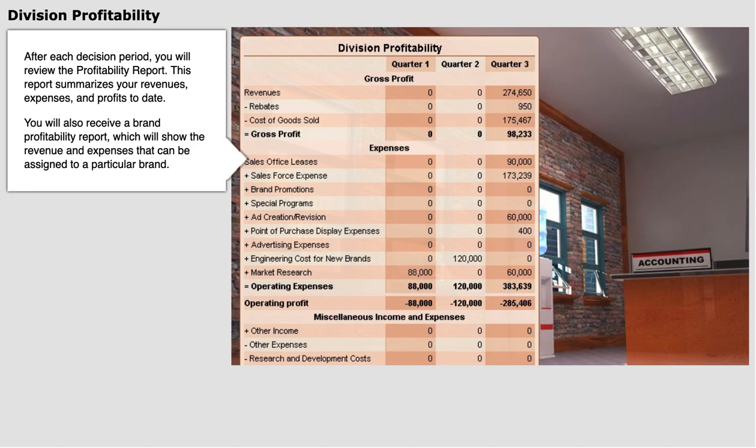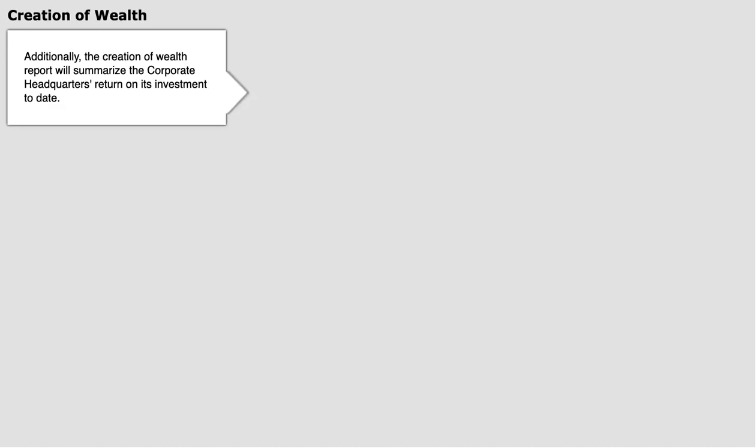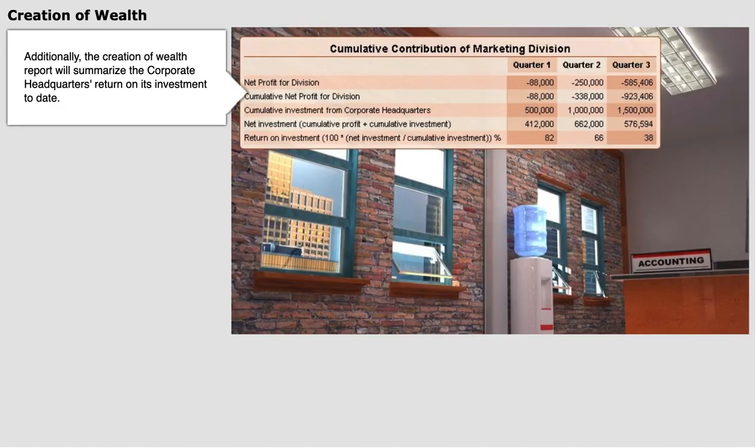After each decision period, you will review the profitability report. This report summarizes your revenues, expenses, and profits to date. You will also receive a brand profitability report, which will show the revenue and expenses that can be assigned to a particular brand. Additionally, the Creation of Wealth report will summarize the corporate headquarters' return on its investment to date.